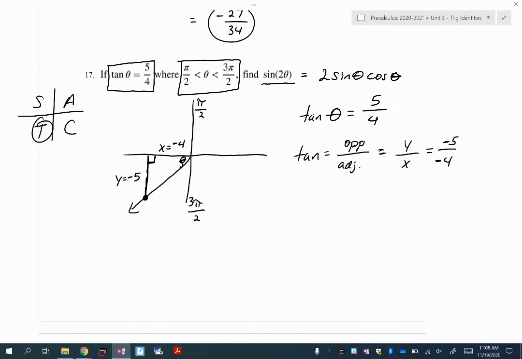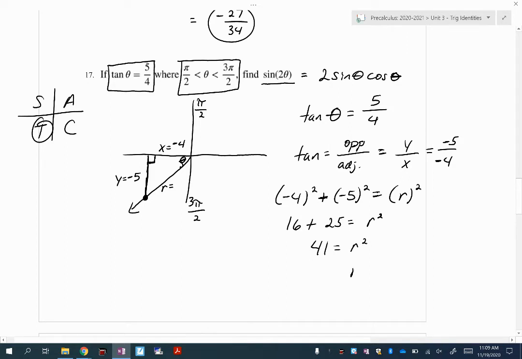Now let's get the hypotenuse. For the hypotenuse we're going to need to use the Pythagorean theorem, which is negative 4 squared plus negative 5 squared equals our hypotenuse squared, or r. So this is r. That's going to be 16 plus 25 equals r squared. So that's 41 equals r squared. So r is the square root of 41.